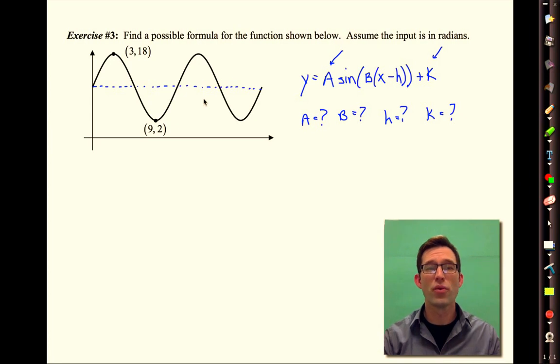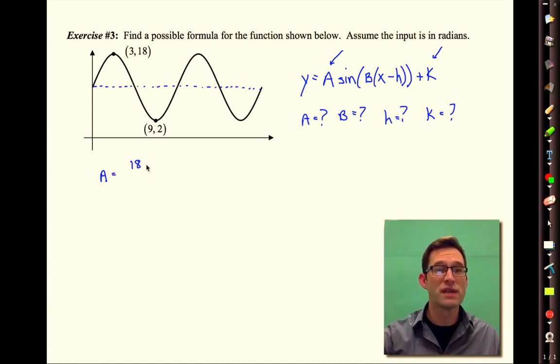All right, let's go through them. Many different ways to do it. I'm going to figure out the value of a by taking my maximum y value, which is 18, subtracting my minimum y value, which is 2, and dividing by 2. Remember, doing that subtraction tells me the vertical separation between the max and the min, and the a value, well, at least the absolute value of a, would be half of that.